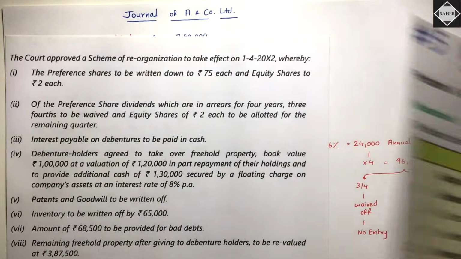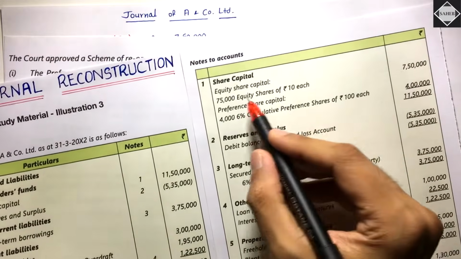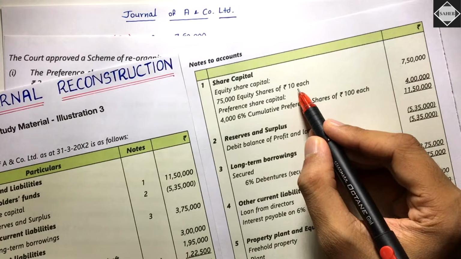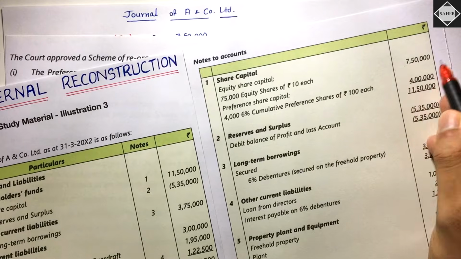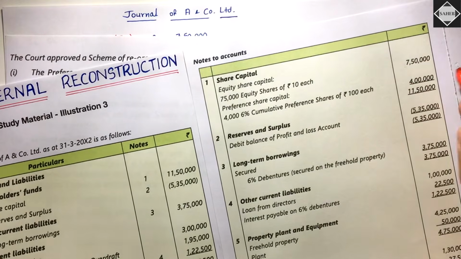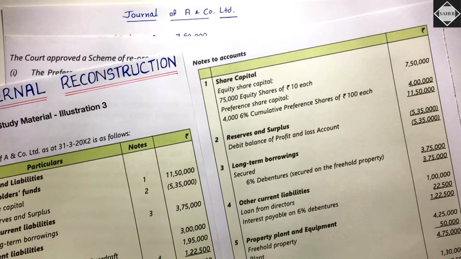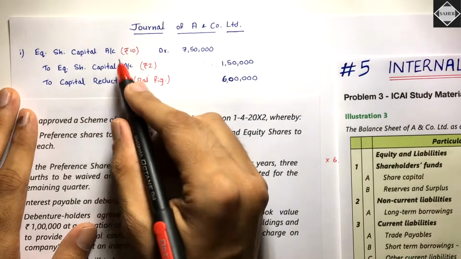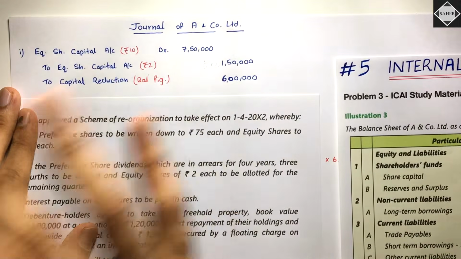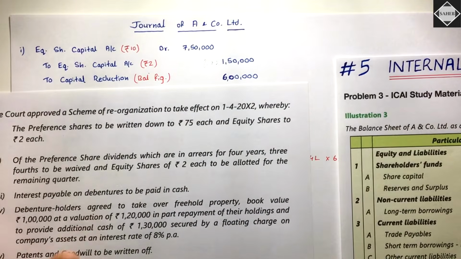So in the question, the face value of equity shares is how much? Rupees 10 each. Fine. So in total 75,000 into 10, that's equal to 7,50,000 capital. So this entire capital we have to completely remove. Yeah, we have to kill it, we have to decrease it. See here, equity share capital account debit 7,50,000, entire capital is being killed off.